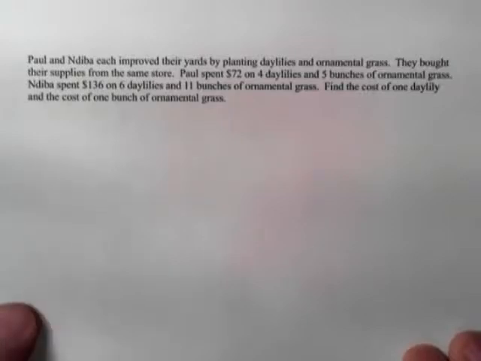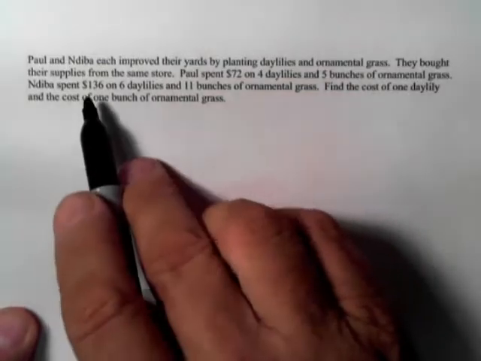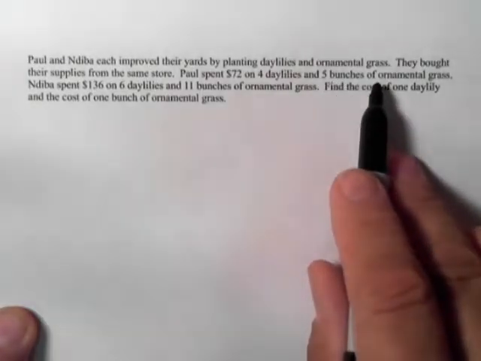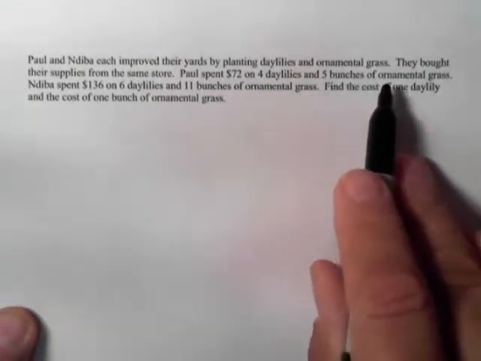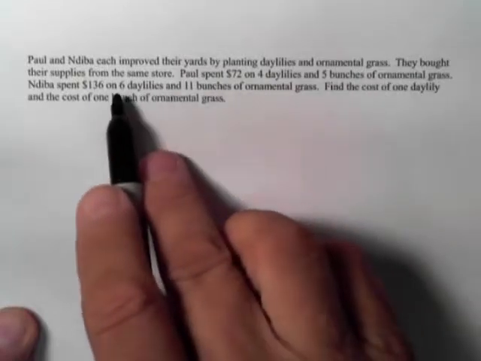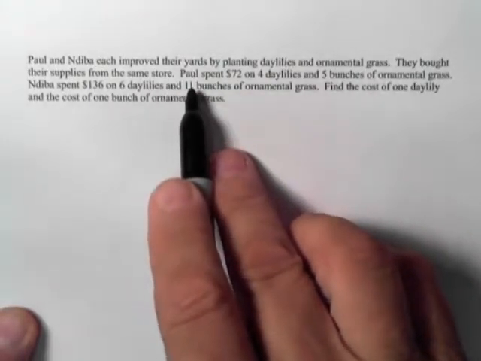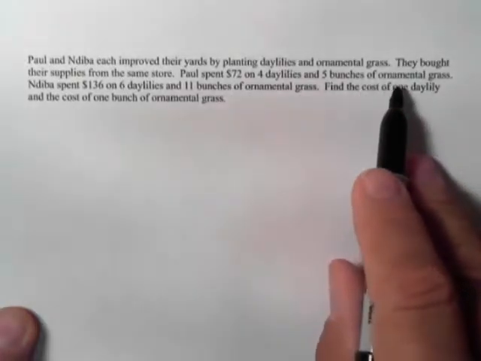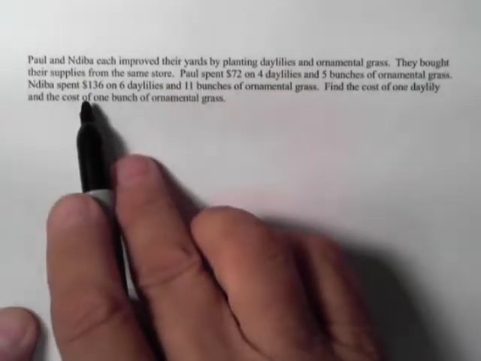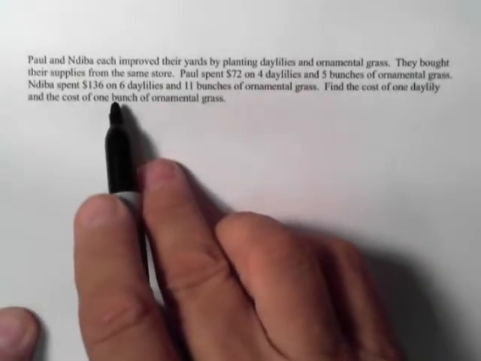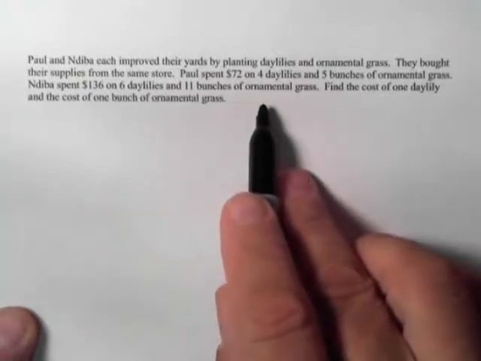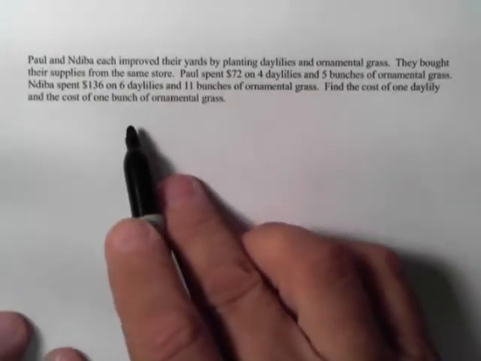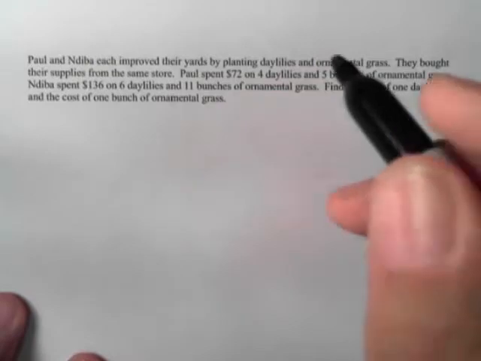Okay, here's another example. Paul and Nibia each improved their yards by planting daylilies and ornamental grass. So we're looking at 2 things again here. They bought their supplies from the same store. Paul spent $72 on 4 daylilies and 5 bunches of ornamental grass. Nibia spent $136, I should say, on 6 daylilies and 11 bunches of ornamental grass. Find the cost of each daylily and each bunch of ornamental grass.